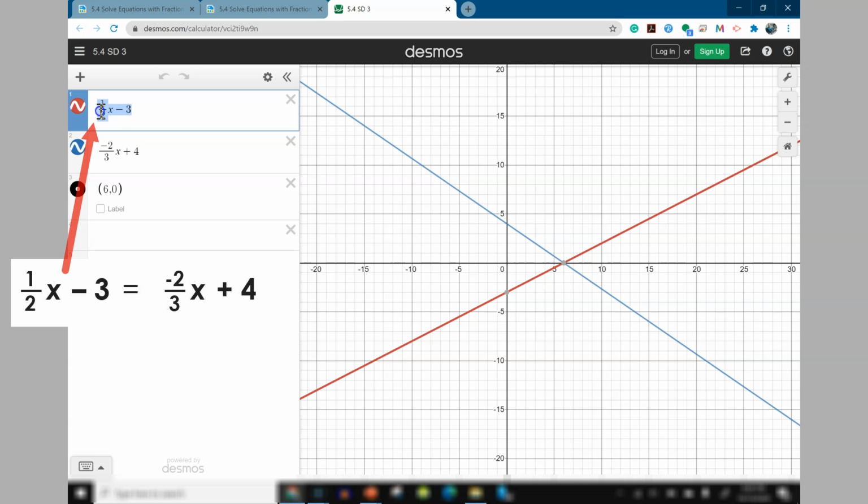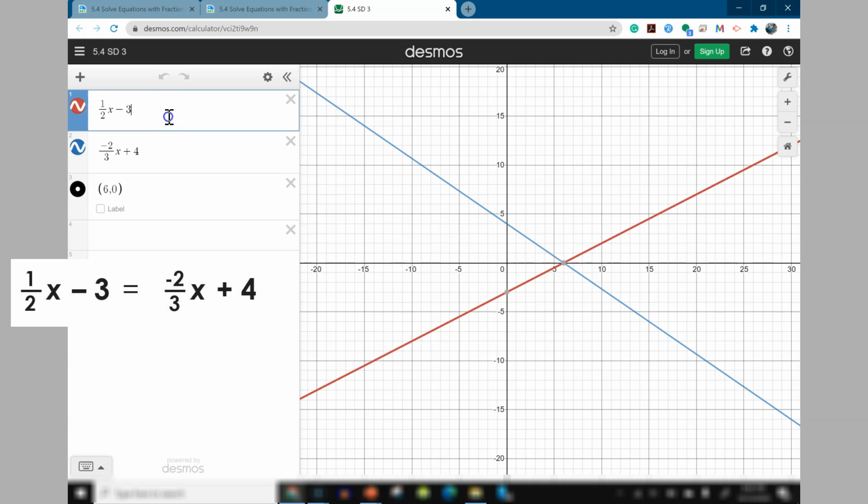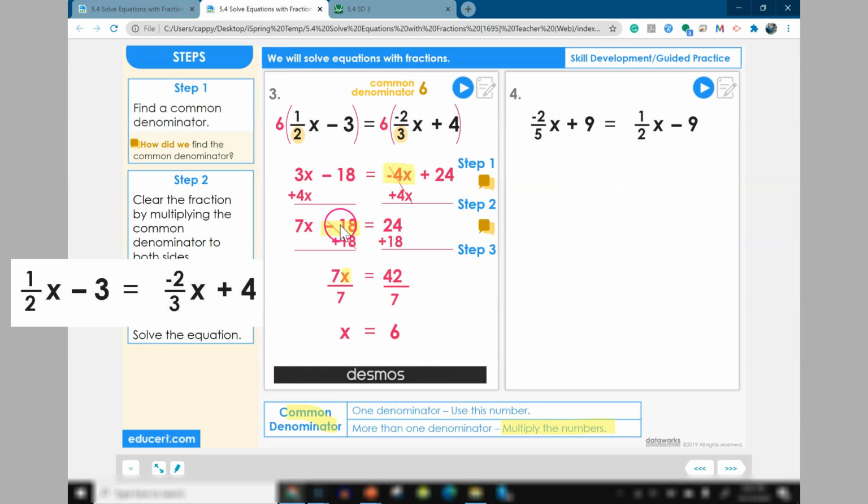Here we have the expression from the left side of our equation and the expression for the right side of our equation. And we know that the value of x, where these two graphs cross, is also the solution to the equation of these two expressions equal to each other. If we take a look at where these two lines cross, they are clearly crossing at this ordered pair of x equals 6, y equals 0. So that means that x equals 6 is a solution to these two expressions as an equation, and that is the same result we found by using our method of clearing the fraction.